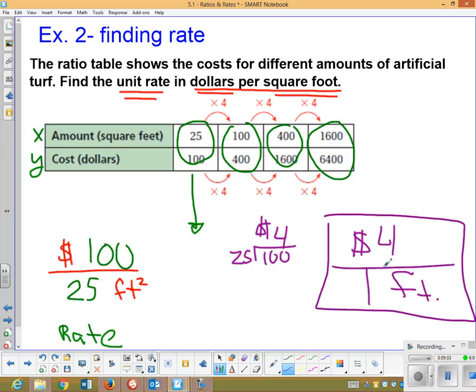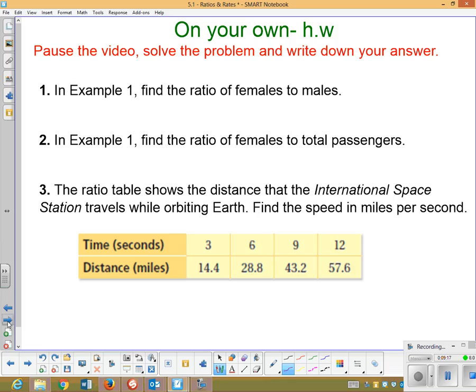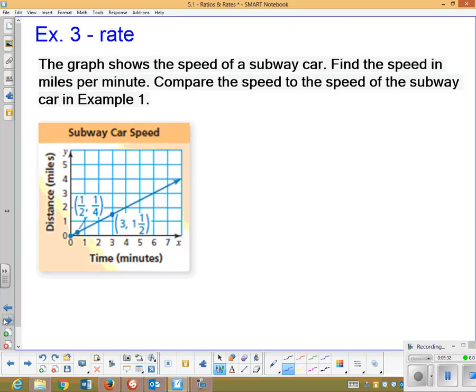We're going to find the rate using this chart. It says here the ratio table shows the cost for different amounts of artificial turf. Artificial turf is fake grass. So it tells you the cost, how much you spend, and how many square feet you get. Now we want to find the unit rate, the per one, in dollars per square foot. So I know that they want dollars first and then over square feet.